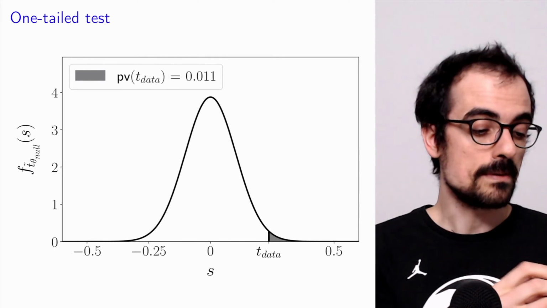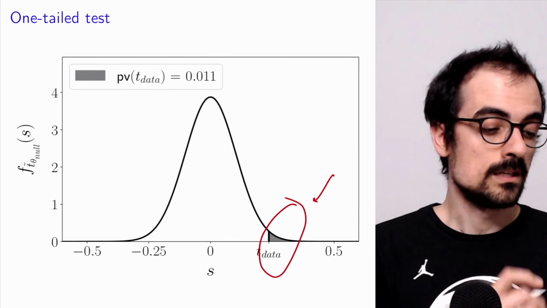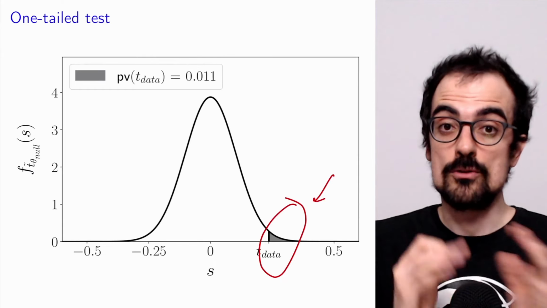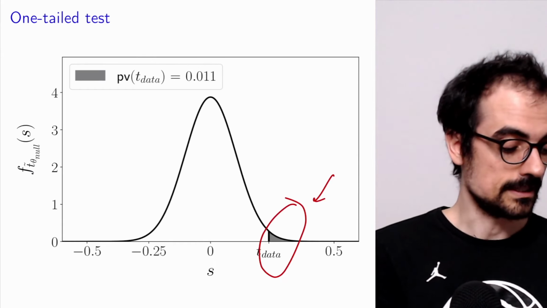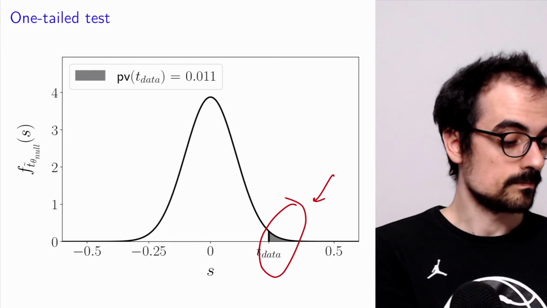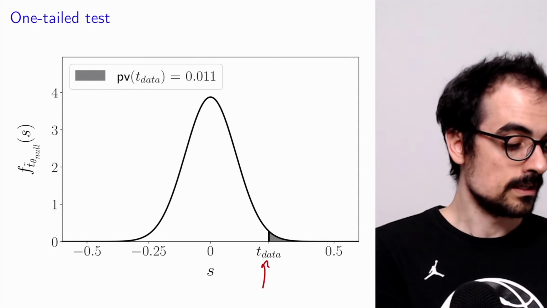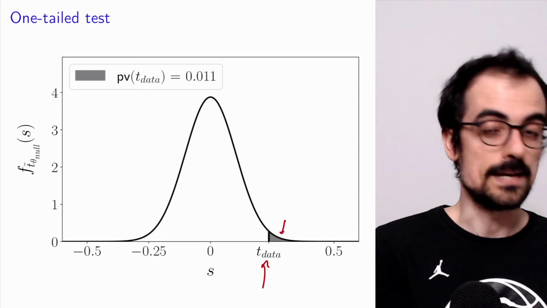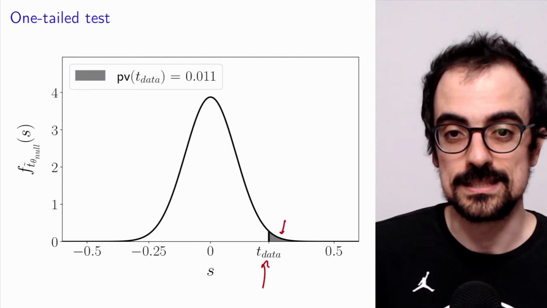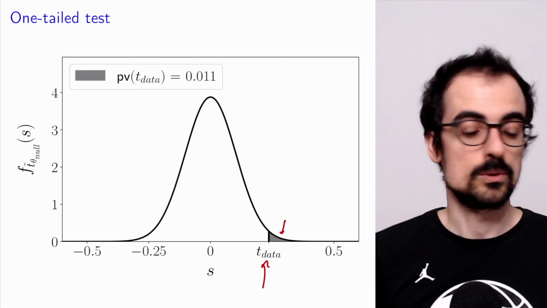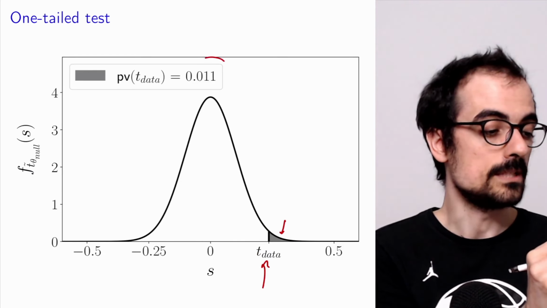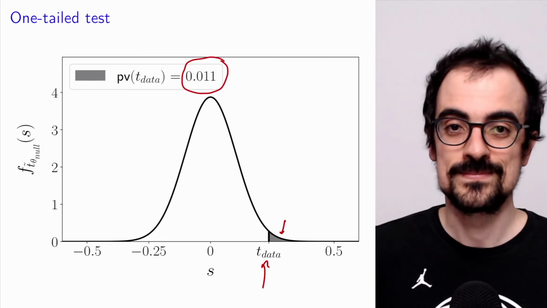What is the p-value? The p-value is the probability that the test statistic is greater or equal to the one that we actually observe. In this case, this is the value that we actually observe. So we integrate the PDF of our model for the test statistic from that value up to infinity, and we get this probability, this p-value, which is actually quite small.